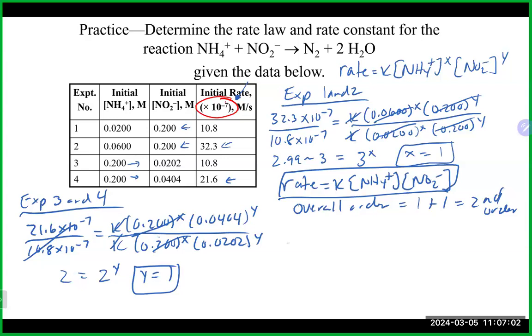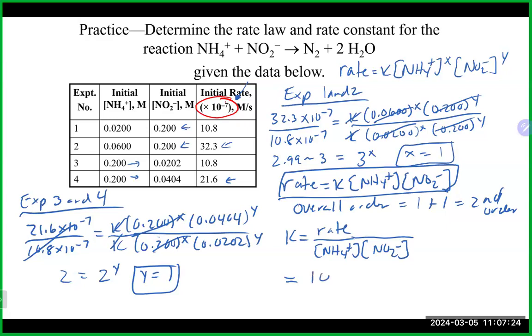Now that we have that, we can solve for our K. We will rearrange: K equals the rate divided by our NH4 plus and our NO2 minus. And this is the point where, if you ignored the times 10 to the minus 7 part, your number is going to be off, right? Because you don't have that. So we want to make sure we don't ignore any of that information in those titles.